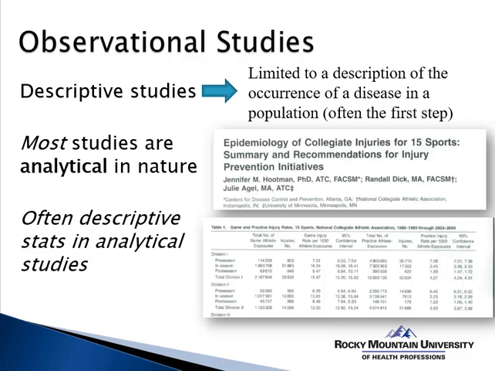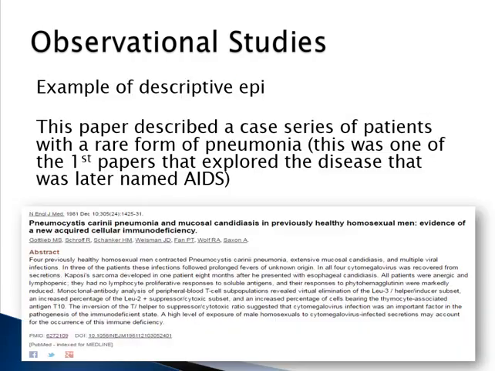Now, shown on this slide is a paper by Hootman et al. looking at the epidemiology of collegiate injuries for 15 sports. This paper is descriptive in nature by presenting the occurrence of disease, or in this case, the occurrence of injury, but there are also some analytical components to it.